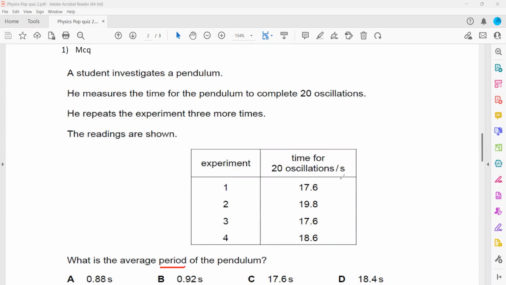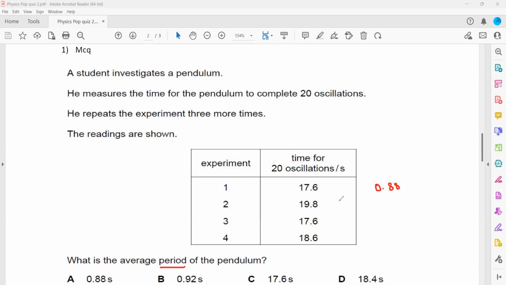So first, this is a time for 20 oscillations. We need an average time period. So first, what will be the time period? Because 17.6 is a time for 20 vibrations, the time for one vibration will be 17.6 divided by 20, which equals 0.88.